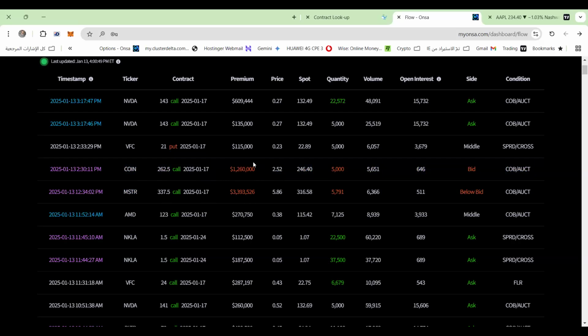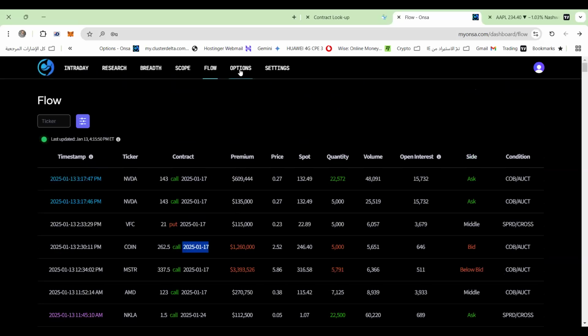But first, how can we make sure that this amount is very important? How can we ensure that these amounts will influence the market? How can we see that this amount will influence these shares? It's very important to notice this. So the next step is to find out where the imbalance is. Do we have an imbalance here in the 17th of January? So next step, we will go to the options.